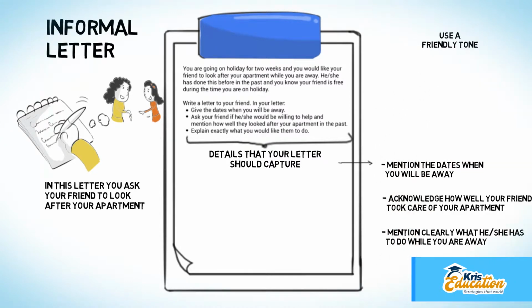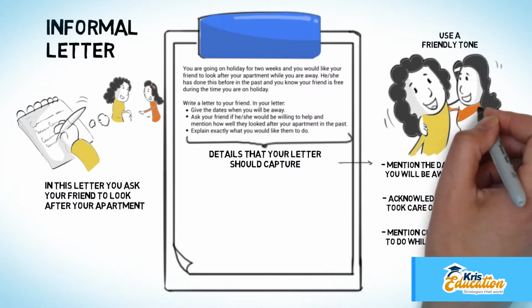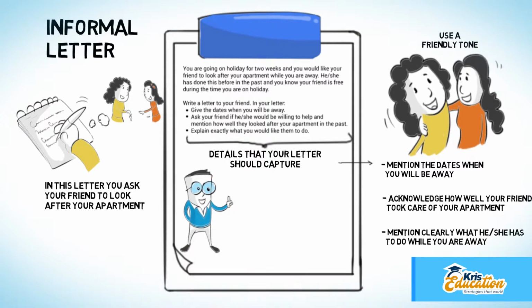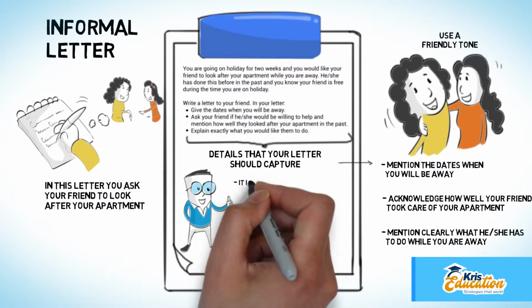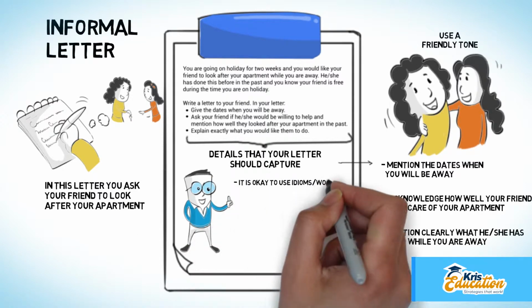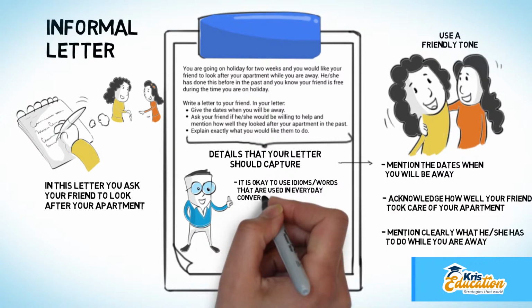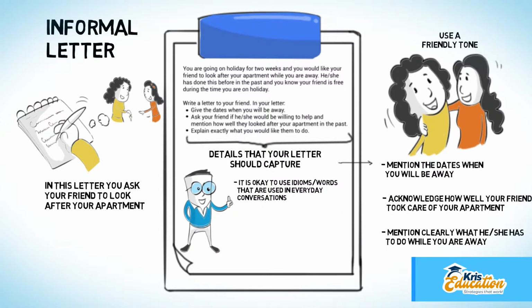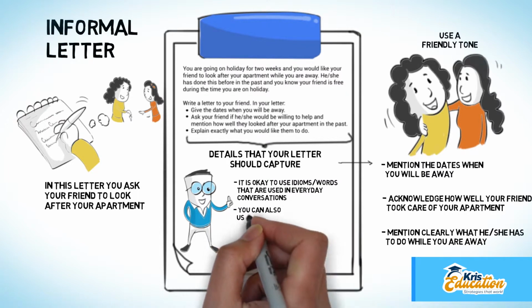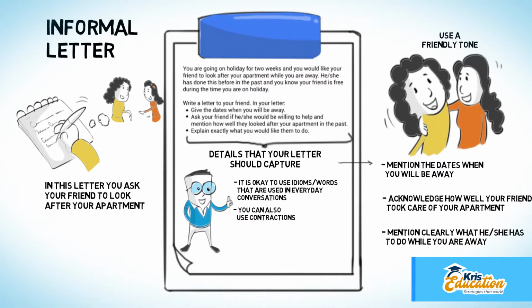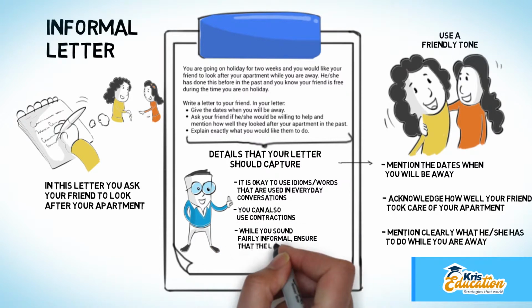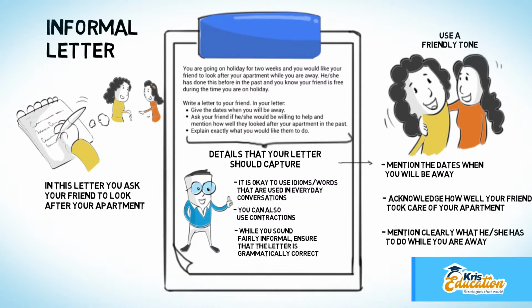Remember to use a friendly tone when you write a letter to a friend. This means that it is okay to use idioms and words that are used in everyday conversation, and to make good use of the verbs to have and to be. You can also use contractions. Although the style is fairly informal, it still has to be grammatically correct.